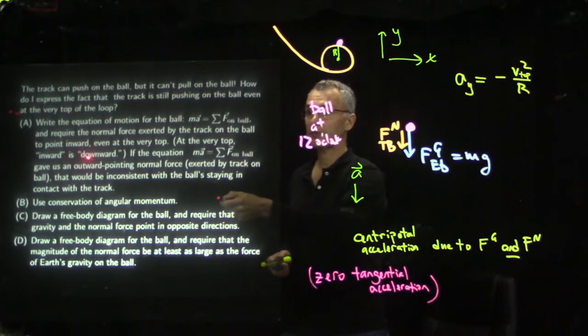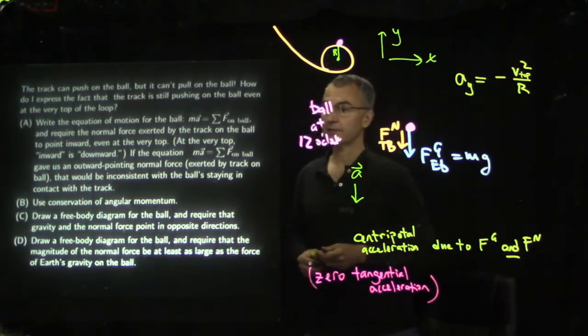At the very top, inward means downward. If the equation F equals ma on the ball gave us an outward pointing normal force exerted by the track on the ball, that would be inconsistent with the ball staying in contact with the track. I think that's right. That actually sounds pretty good to me.